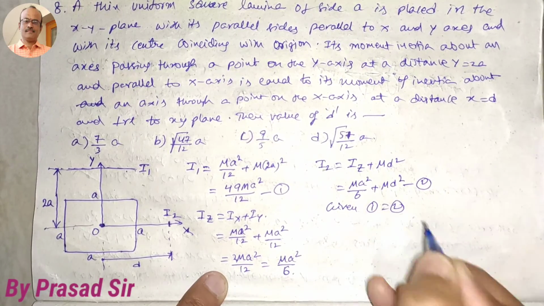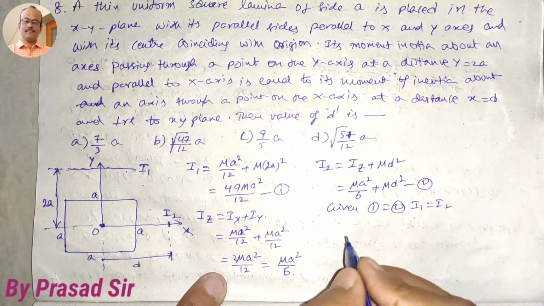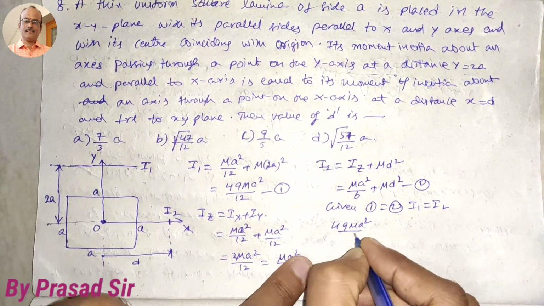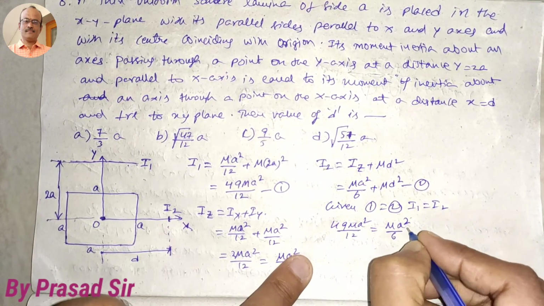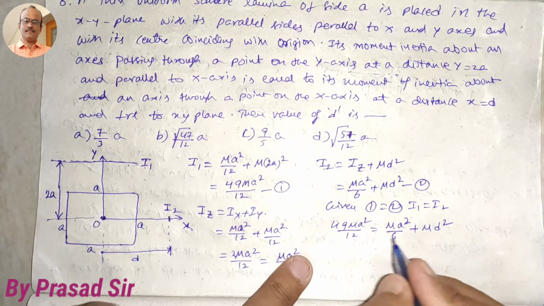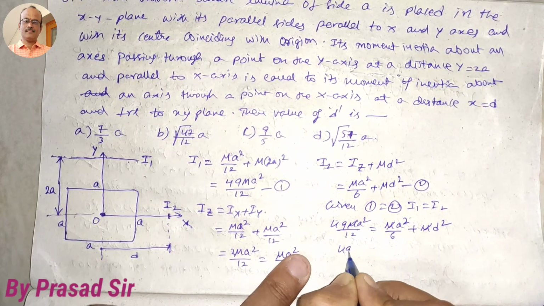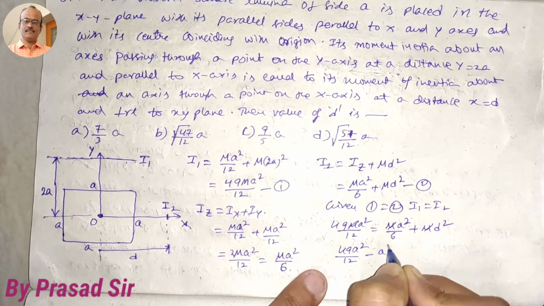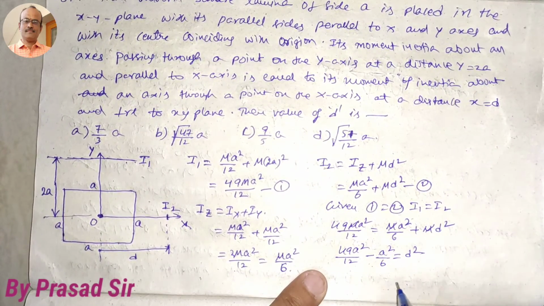1 is equal to 2. That means I1 is equal to I2. So what is I1 here? 49 m a square divided by 12 is equal to m a square divided by 6 plus m d square. In all those, first m gets cancelled. So remaining here, 49 a square divided by 12 minus a square divided by 6 is equal to d square.